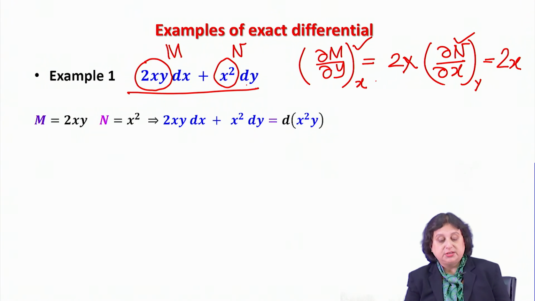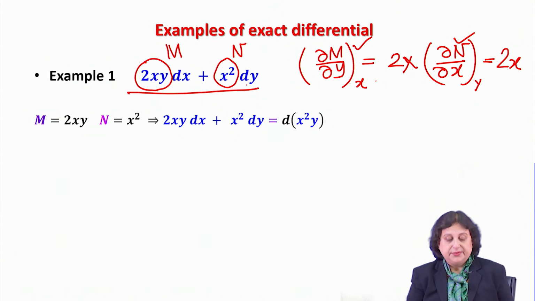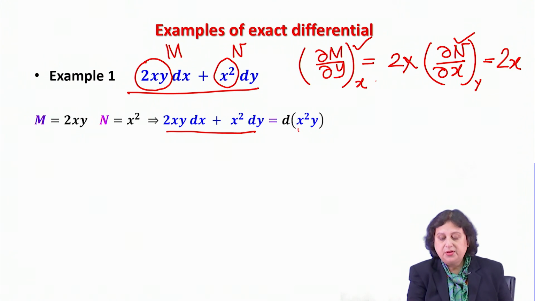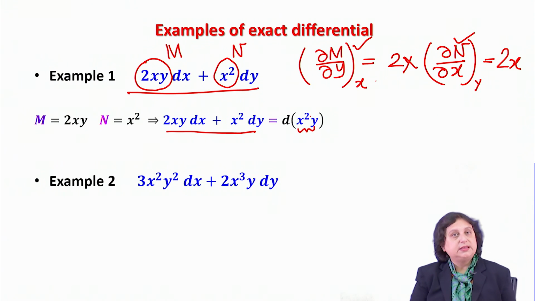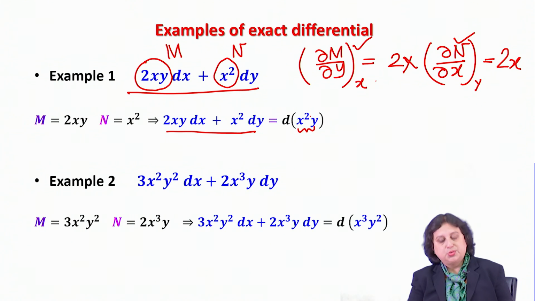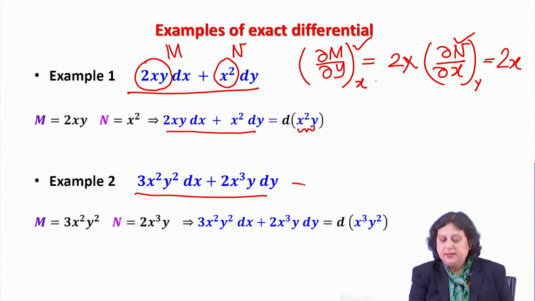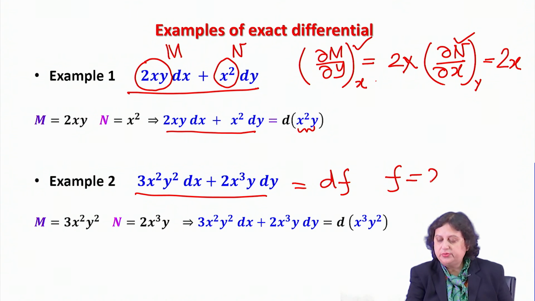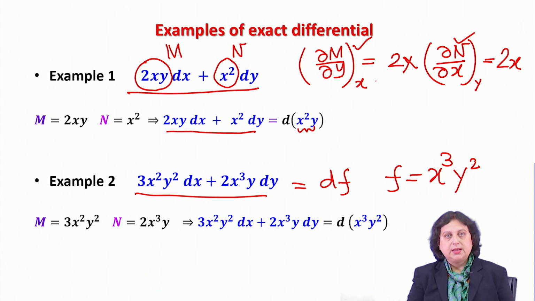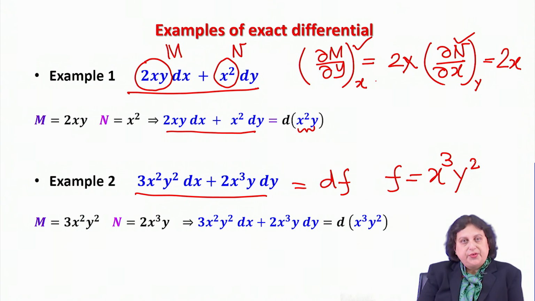Actually, by inspection, you can say that this expression is equal to d of this function, x squared y. Similarly, there is another example that I have shown to you here, and you can very easily show that this expression is nothing but df, where f is equal to x cubed times y squared. So what have we learned from here?